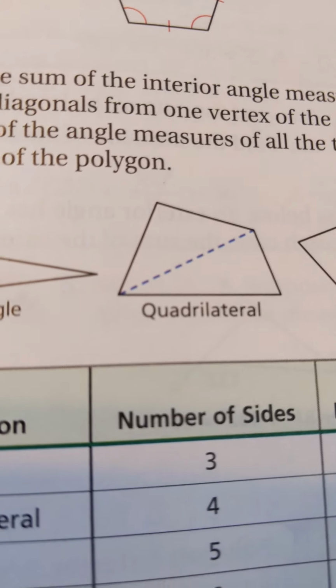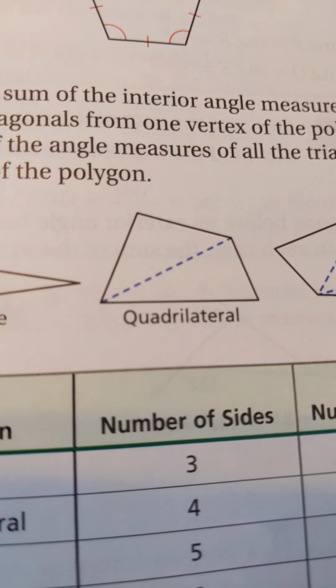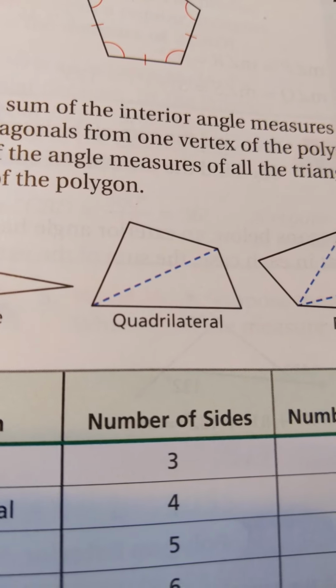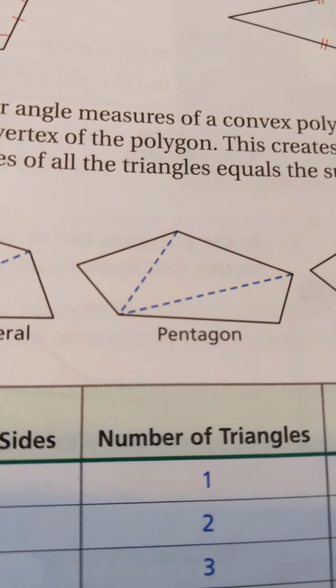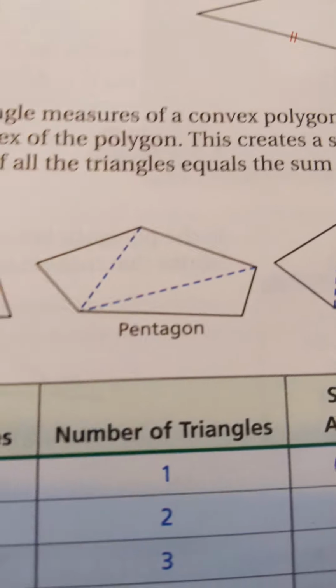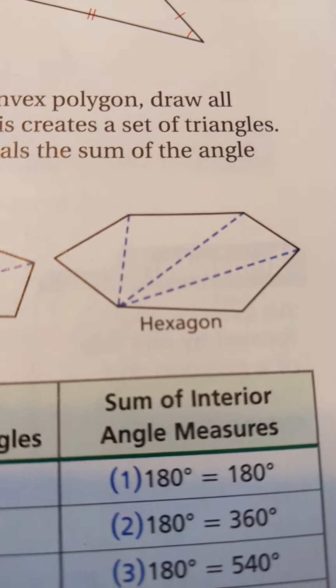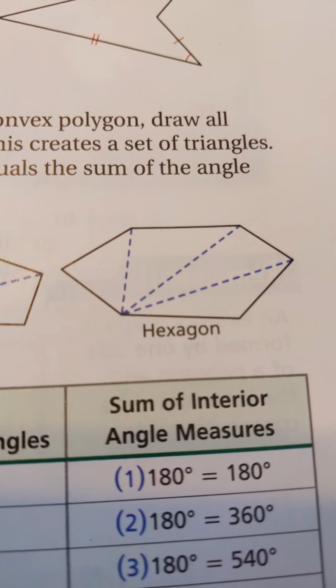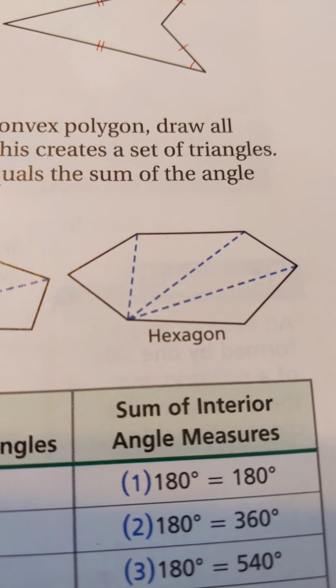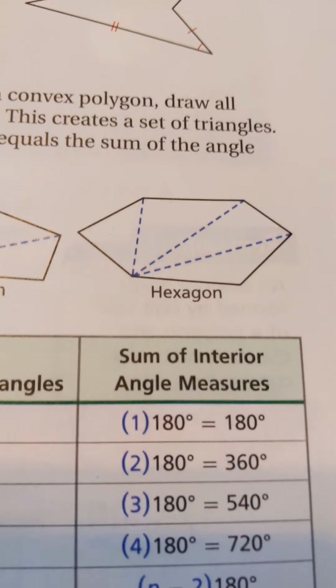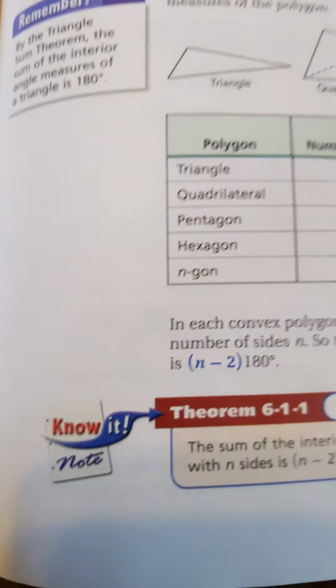Well, if we split a quadrilateral in half, we have 2 triangles, which is 360 degrees. 2 triangles, 2 times 180 is 360. So on and so forth. 5-sided, 3 triangles, 540 degrees. A hexagon has 6 sides, but it has 4 triangles created by the diagonals. Therefore, it is 720 degrees. And we can do this math down here.